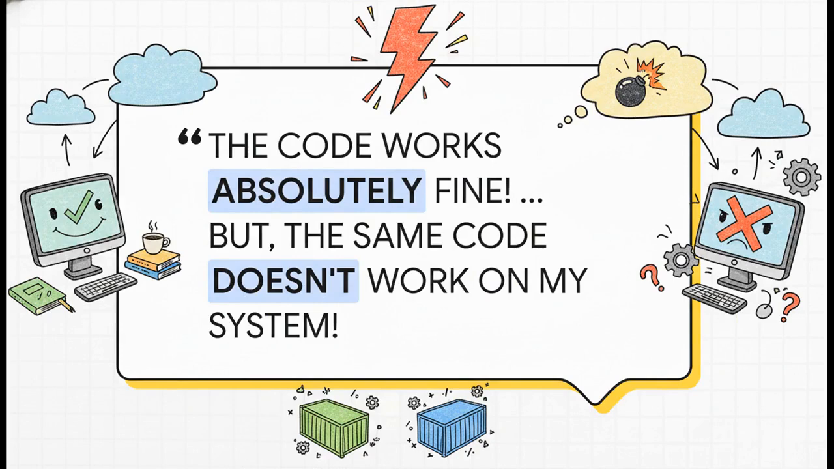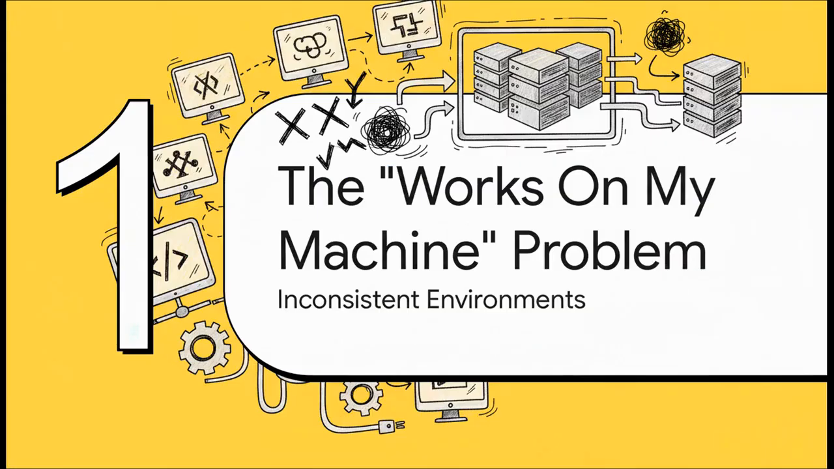Picture this. A developer says, "The code works absolutely fine," and the tester just replies, "But it doesn't work on my system." This right here, this is the dreaded "it works on my machine" problem. And honestly, it's been the cause of so much pain, so many late nights, and just endless frustration in the software world. Now, we're calling this the works on my machine problem, and it's so much more than just a funny little argument between colleagues.